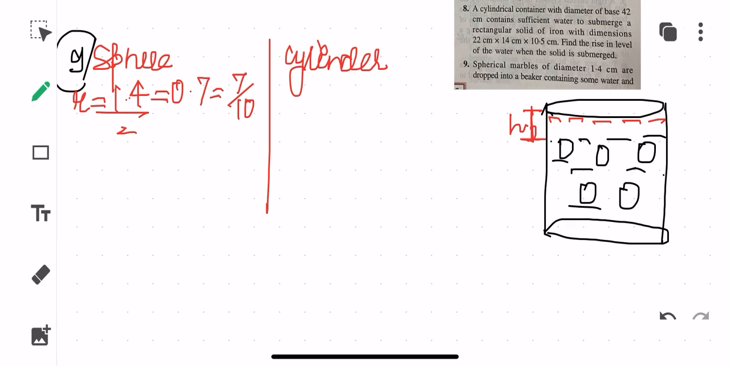Okay, so what will be the volume, children? The volume will be given by 4 upon 3 pi r cube. We'll be replacing the values afterwards. So as of now, I'll be writing that this is equal to 4 upon 3 pi into (7 upon 10) cube.